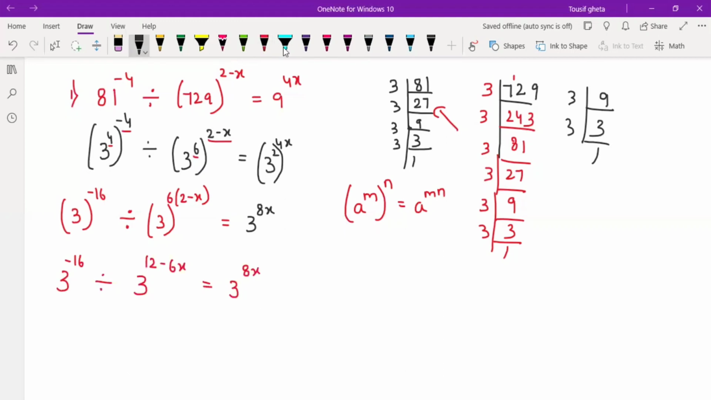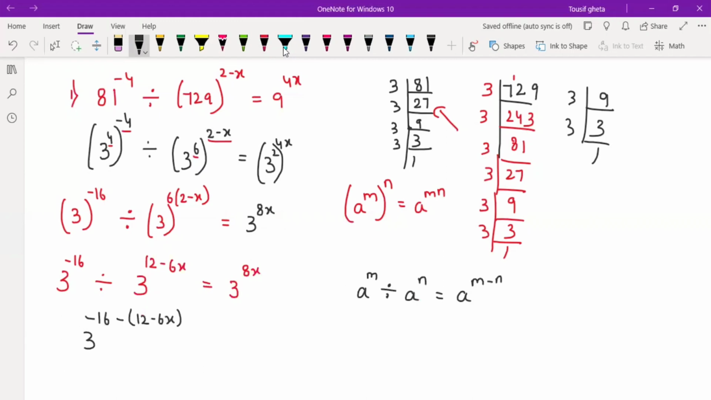Moving further, as you can see, the first two exponents consider the same base, and we can apply one of the laws related to them. That is, a to the power of m divided by a to the power of n is equal to a to the power of m minus n. The law says that if your base is the same and it is division, we need to subtract the powers. That is 3 to the power of minus 16 minus (12 minus 6x).